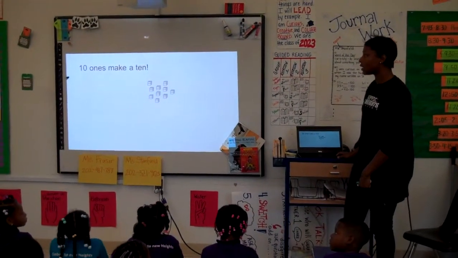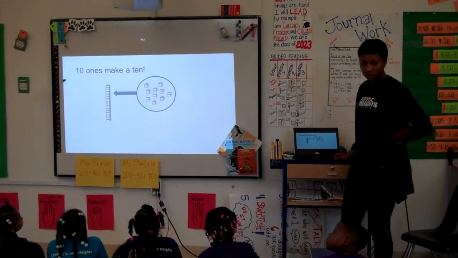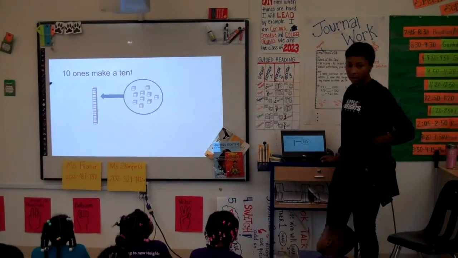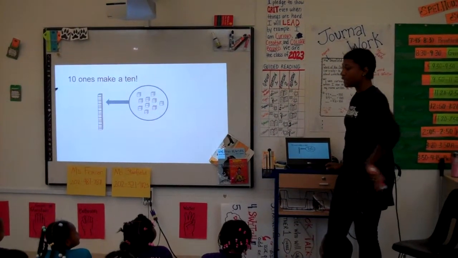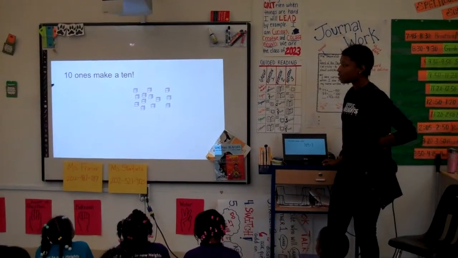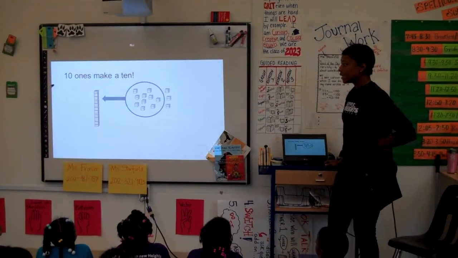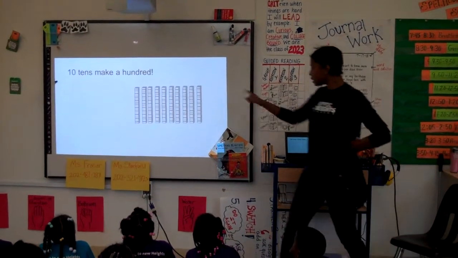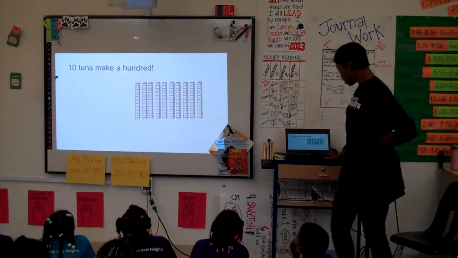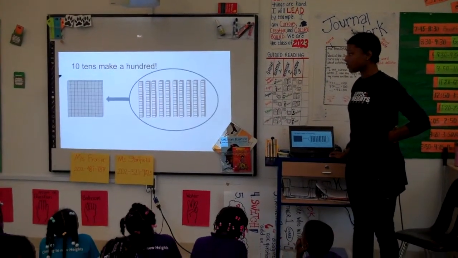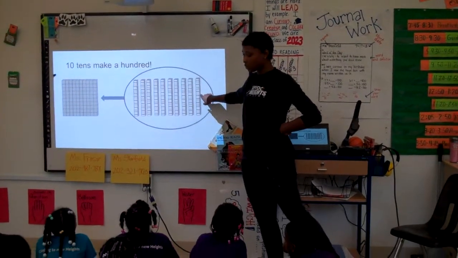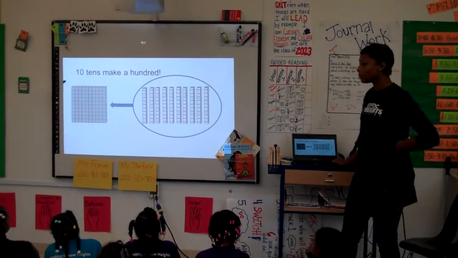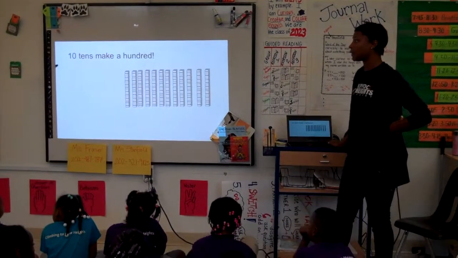I can group 10 small ones into one 10. I also have to remember that I can group 10 ones to make a 10, and I can group 10 tens to make 100. Do you see how these 10 tens make 100? This is going to help me use models to regroup. Let me explain what I mean.